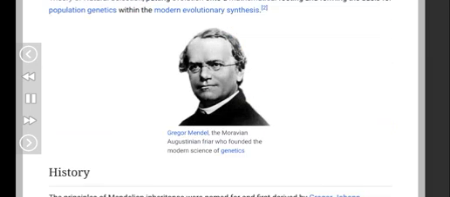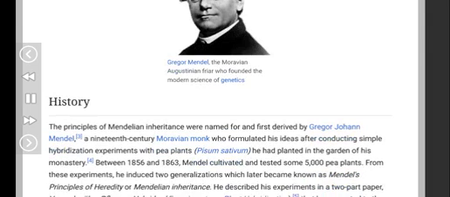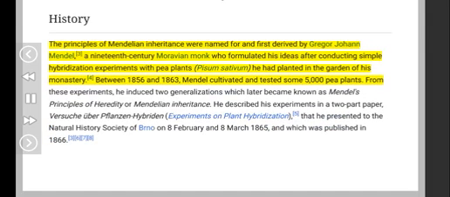Gregor Mendel, the Moravian Augustinian friar who founded the modern science of genetics. History. The principles of Mendelian inheritance were named for and first derived by Gregor Johann Mendel, a 19th-century Moravian monk who formulated his ideas after conducting simple hybridization experiments with pea plants, Pisum sativum, he had planted in the garden of his monastery.